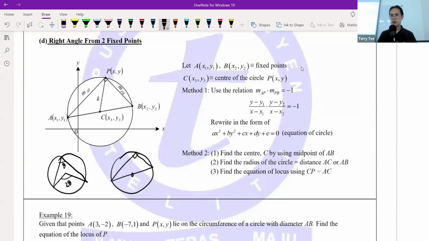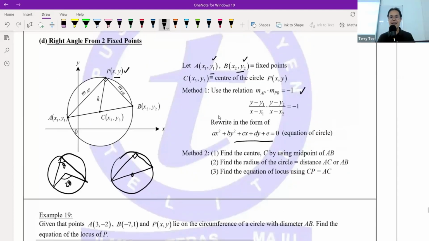Now, for this question, there are two different methods to solve it. Number one, we can use gradient m1 times m2 equals -1. Let's say A and B are fixed points, and P is a moving point such that angle APB is 90 degrees. So we use m1 times m2 equals -1. But you notice that x1, y1 is a fixed value, x2, y2 is a fixed value, and x and y are variables. So if you rearrange it, multiply across, bring over, you will get an equation in this form. This is called the equation of a circle.